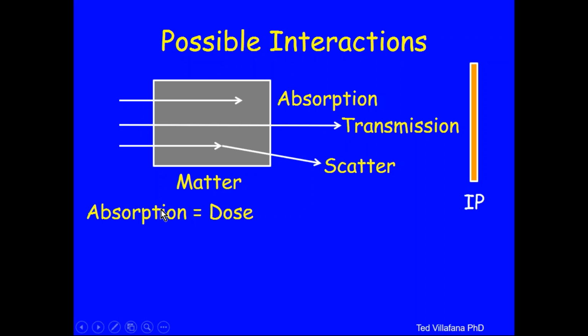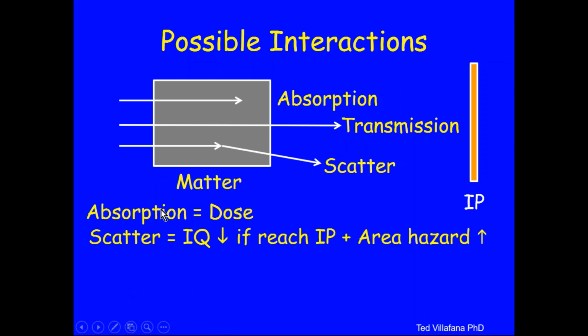So we have absorption, which gives us dose. We have scatter. The scatter gives us two major problems. Some of that scatter can arrive at the image plate and produce image quality, IQ, degradation. That's bad. Plus some of that scatter will go out and affect people in the environment, in the area. So you, standing by your patient during fluoroscopy, are going to be exposed to that scatter.